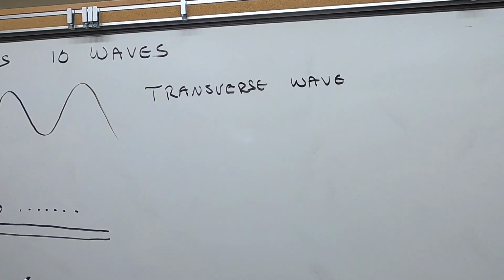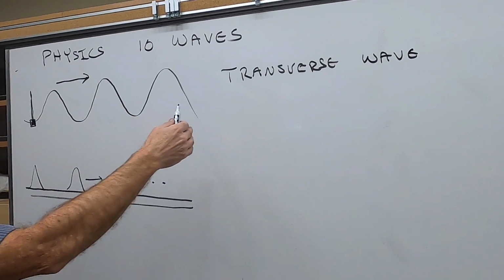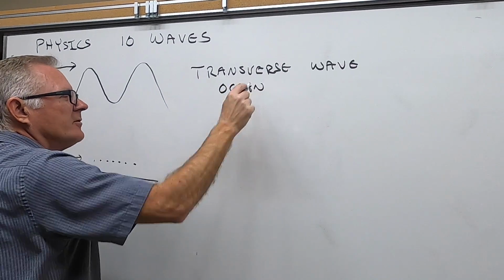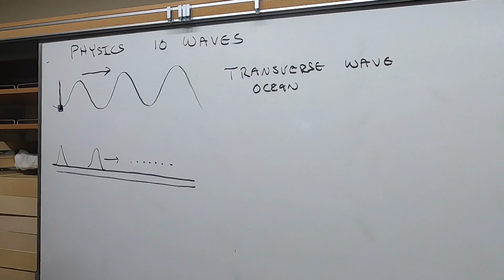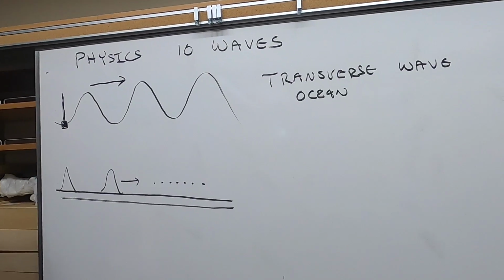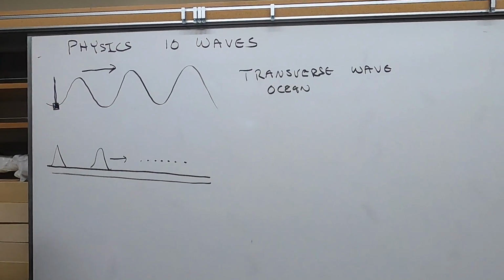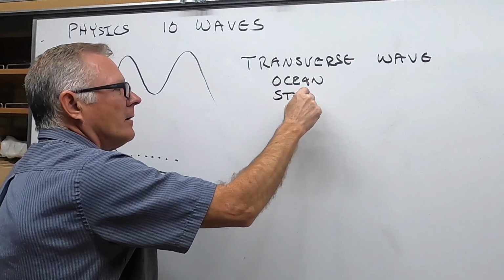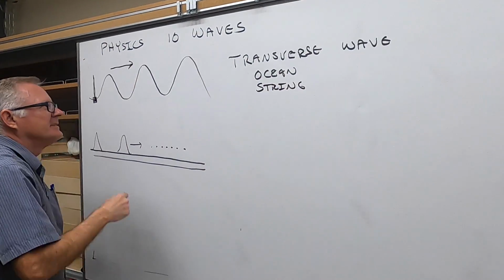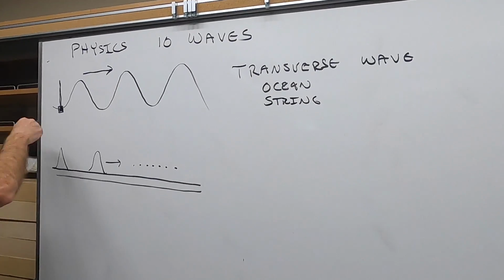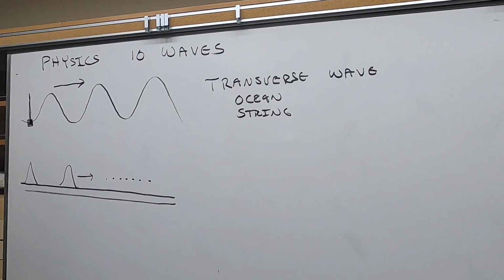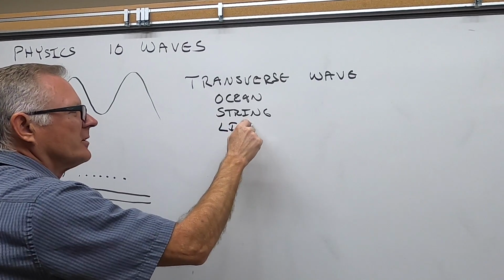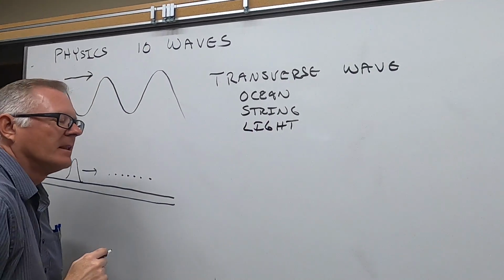So a particular one would be an ocean wave. An ocean wave is a transverse wave. This wave on the string going up and down, if I push this up and down, this would be a wave on a string. Light is actually a disturbance this way, and it goes off in that direction. So light is also a transverse wave.